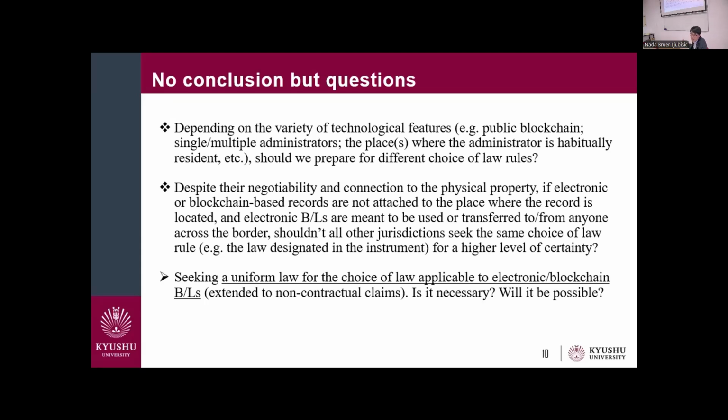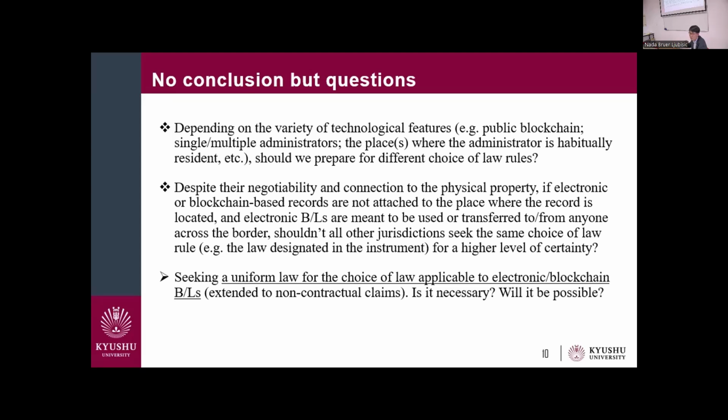One kind of question that I have is this: we've looked at a variety of technologies even within blockchain. For example, there's a public blockchain, and even if there is a private one, there is an administrator to manage the record. Depending on the design of the system, there might be a single or multiple administrators managing the system. And even though there is only one administrator, the administrator can operate the system from different places in the electronic world, so there might be more than one place where the administrator is habitually resident. So considering all these varieties of technologies, one question that comes to my mind is, should we prepare different choice of law rules depending on the technologies?